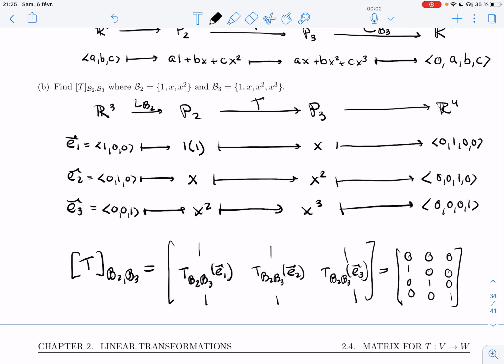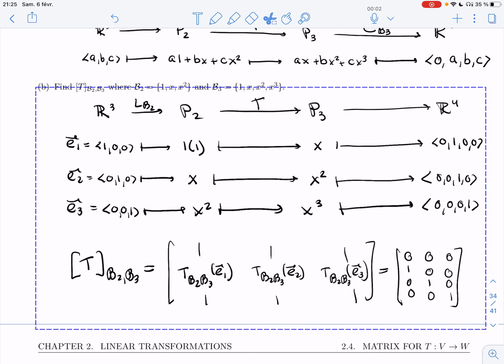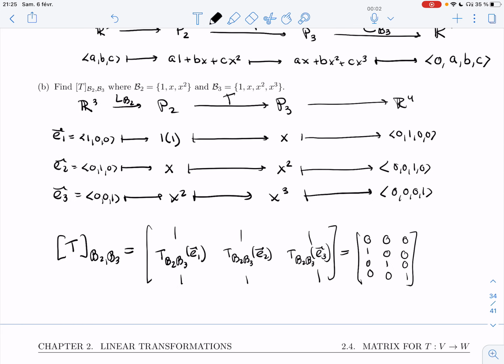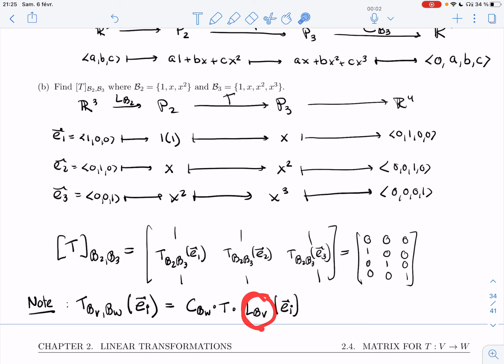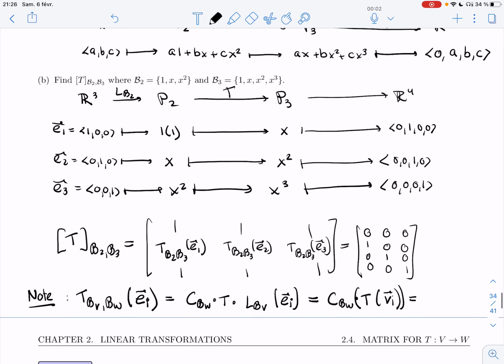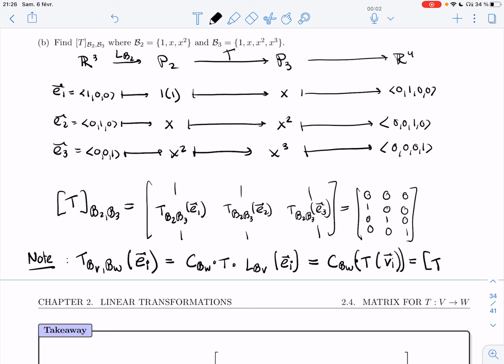All right, so I want to learn something from this. I want to write out exactly what's going on here, right? When you apply T_BV,BW to E_i, that's going to first apply L_BV to it. And L_BV of E_i, that's just 1 times the ith vector. So it's going to be V_i, and you apply T to it, and then you have to write it as a linear combination of the vectors in the basis for W, and so we have some notation for it.